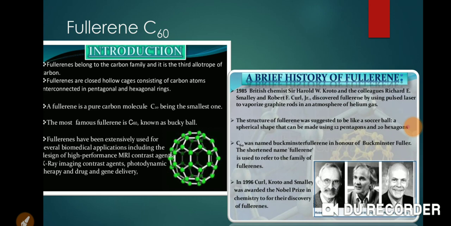Here is a brief history of fullerene. C60 was named buckminsterfullerene in honor of Buckminster Fuller. The shortened name fullerene is used to refer to the family of fullerenes. Robert F. Curl, Sir Harold W. Kroto and their colleague Richard E. Smalley together are the inventors of the fullerene, and they received the Nobel Prize in Chemistry for their discovery of the fullerene.